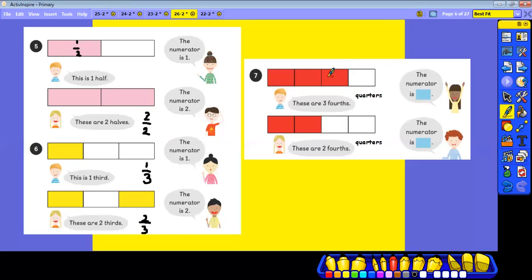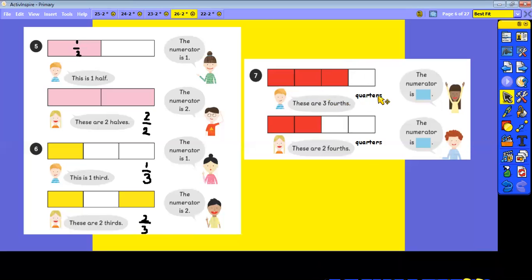Oh, here we have a very interesting statement by Sam. He wants to use the word fourths. Again, I usually think we use quarters. Okay, same with Hannah, who's saying there are 2/4 shaded. So we've got fourths or quarters. Okay, here 3 have been shaded, here 2 have been shaded.